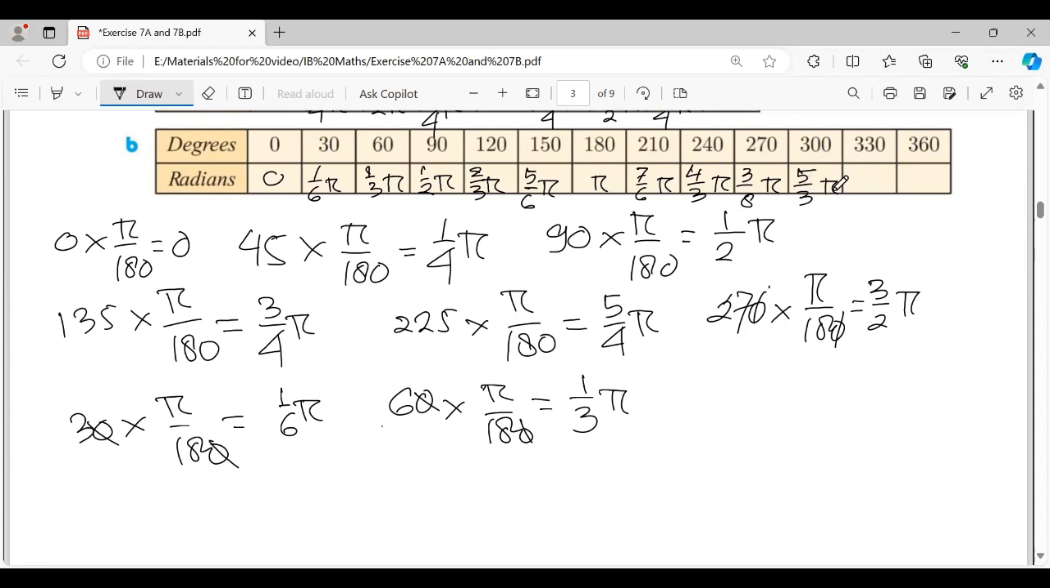305/3 pi. Okay, and then 11/6 pi, and this is 2 pi. Okay, that's for number 6.